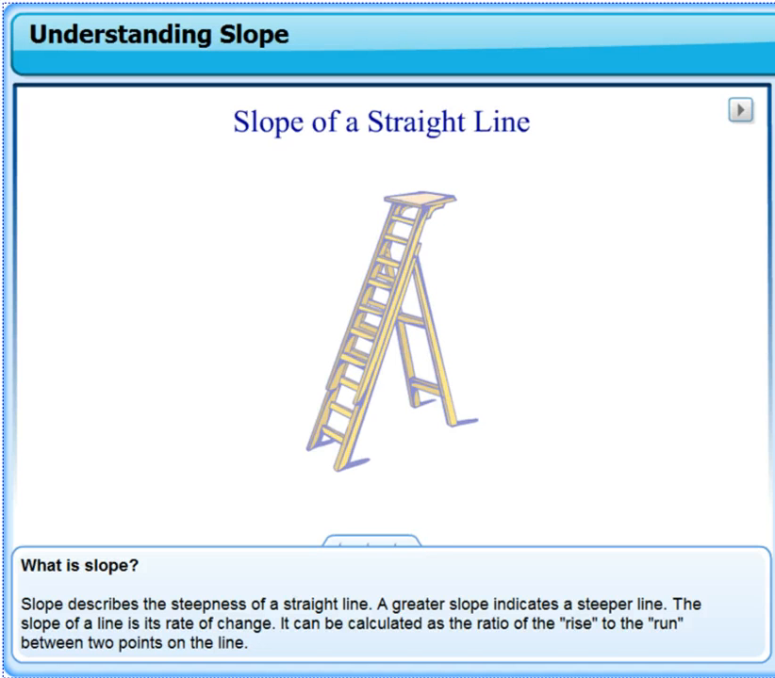This video is to help you understand the slope of a straight line. Let's go ahead and look at what exactly slope means. Slope is simply the steepness of a straight line. The steeper the line, the greater the slope.